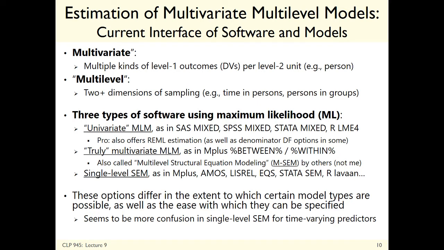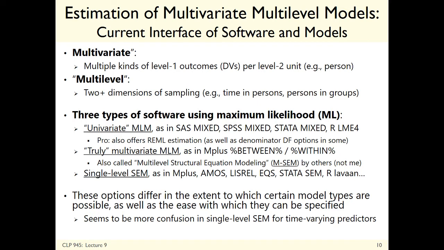There are 3 ways to estimate these models using maximum likelihood. Univariate MLM, that's what we've been doing. This is where you have to carve up your time-varying predictor into boxes. You cannot use this option if your time-varying predictor has individual change. It's good because it offers REML. It's easy. So even when I'm going to end up with a multivariate model, I often start in SAS looking at each outcome separately just to get a sense of what's there before I try to throw everything into the same model because it's easier to troubleshoot.